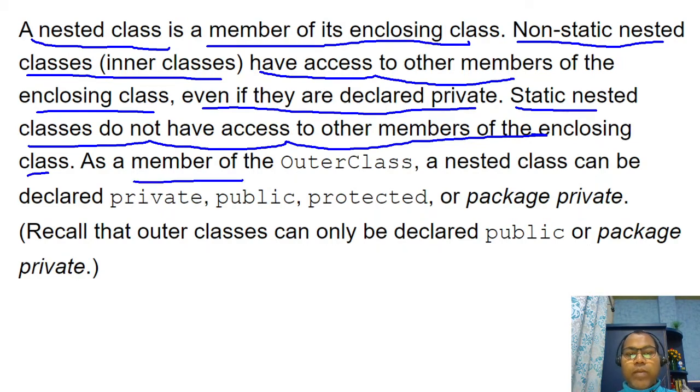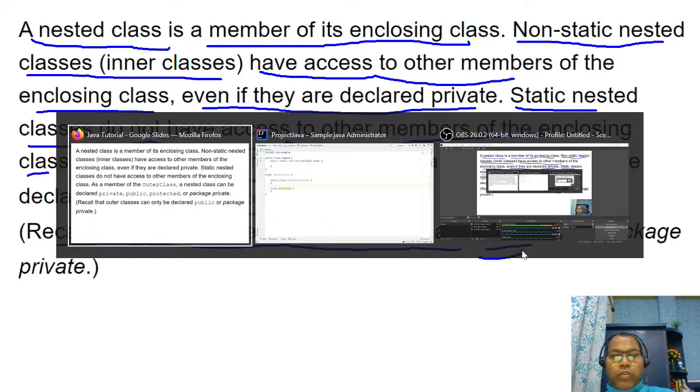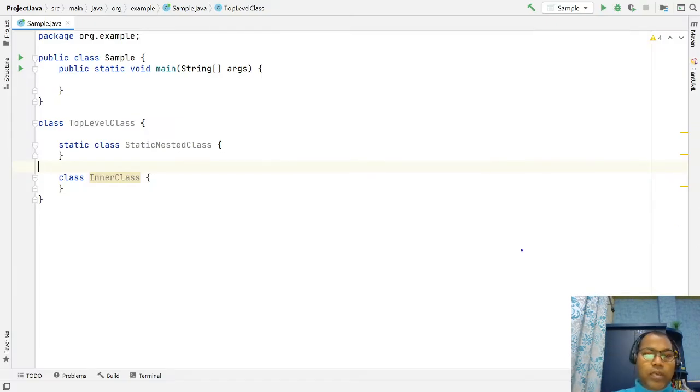As a member of the outer class, a nested class can be declared public, protected, or private. Recall that an outer class can only be declared as a top level class, public or package-private. So here they are explaining this, let's say this is the top level class.